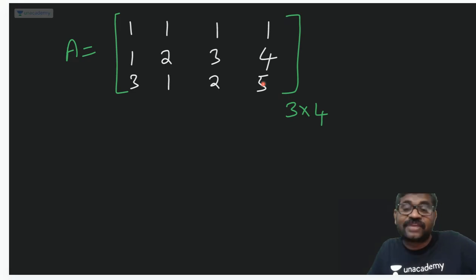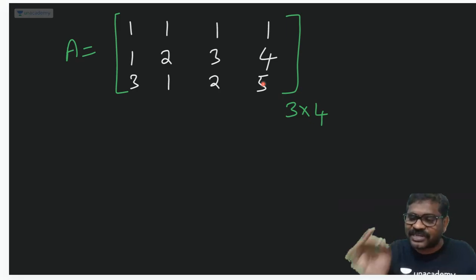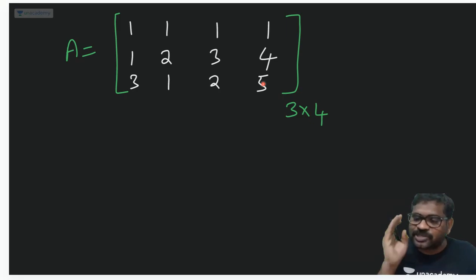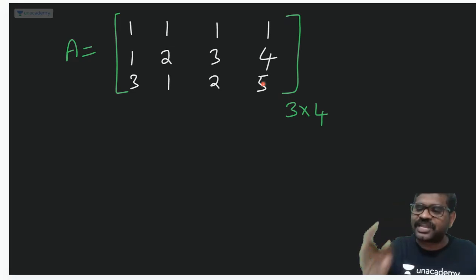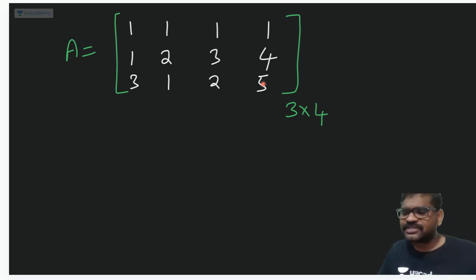Sir, shall I write 4 cross 4? You have 4 columns. Introducing your own rows is not acceptable. From the given matrix only you have to generate. That's why the maximum possible square matrix is 3 cross 3. So the maximum possible minor is 3 cross 3. Select any 3 cross 3. Sir, how many 3 cross 3 are available here?